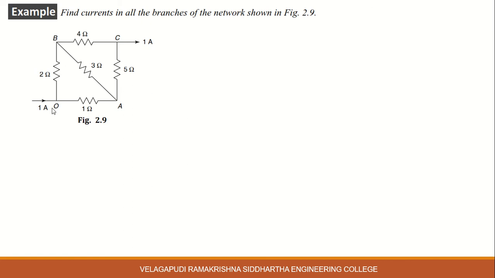Here we observe 1 ampere current is entering at node O. This 1 ampere current is divided at node O into the 2 ohm and 1 ohm resistors, and node A also divides the current, and node B also divides it, and finally the total 1 ampere current is leaving at node C.